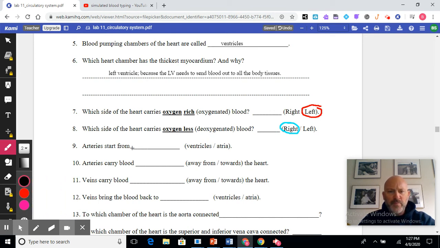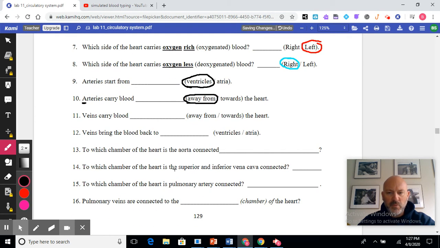Arteries start from where? Well, the aorta is the major artery, and that's attached to the left ventricle, and all the other arteries come off of that. So the arteries start from ventricles. Arteries carry blood, A for artery, A for away, right? That's the true definition of an artery: if it brings blood away from the heart, not if it carries oxygenated blood, but if it brings blood away. Veins go to the heart. Veins bring the blood back to the atria.